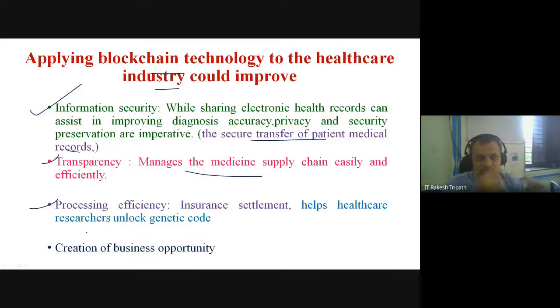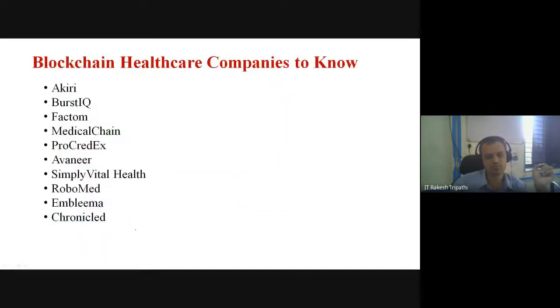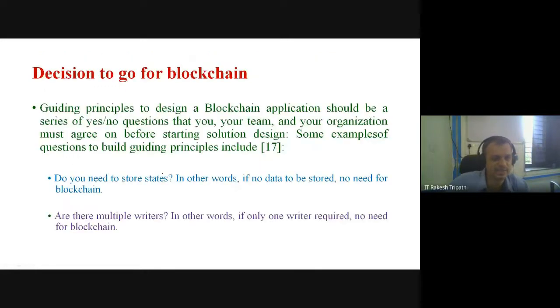All data which is occurring with the patient, all sensor data, will be recorded onto the blockchain with a timestamp. So in a timestamp manner, you can see how things are working. These are the companies that are using blockchain in their healthcare solution.